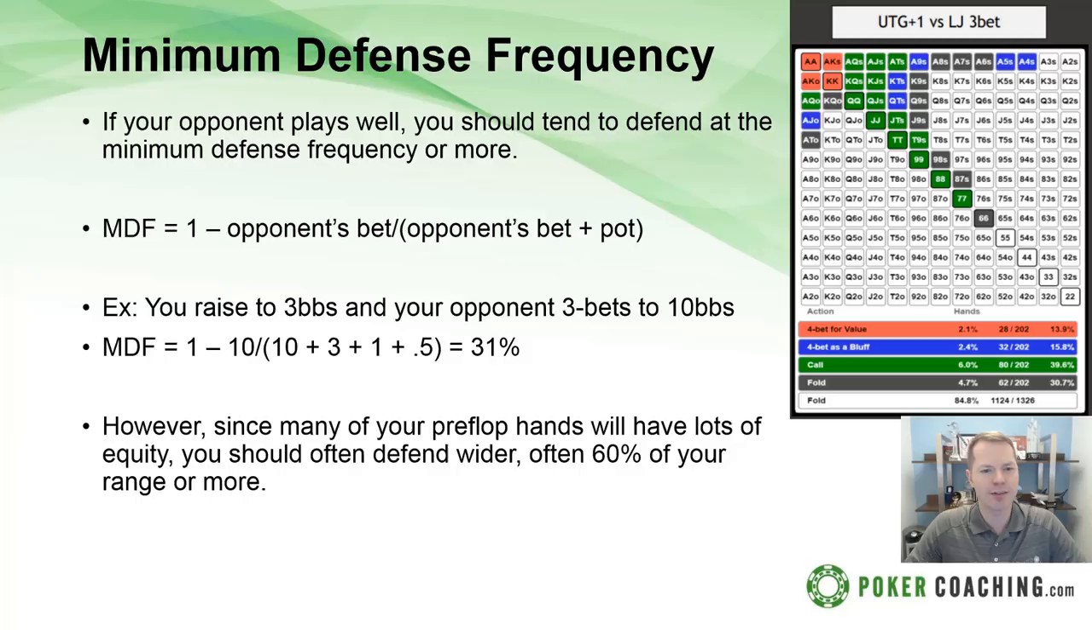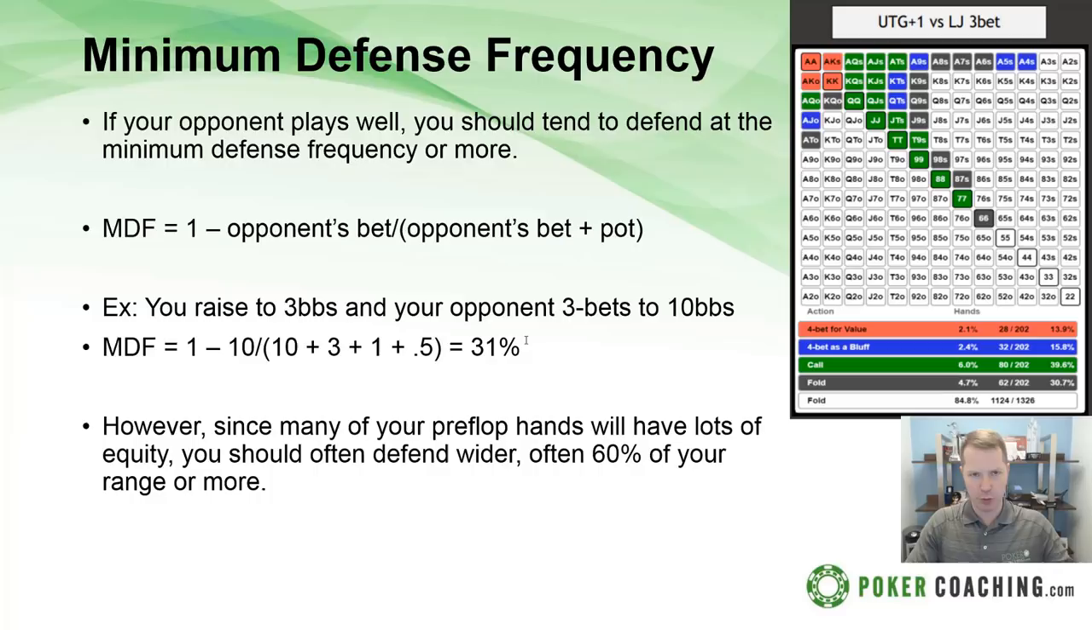So let's take a look at a very clear example. Let's say you raise to three big blinds and your opponent three bets to 10 big blinds, right? Minimum defense frequency, we discussed this before, is one minus the opponent's bet divided by the opponent's bet plus the pot. And the pot here is your three big blind raise plus the small blind plus the big blind. So if you do this math, it comes out to 31%, which means you need to defend with at least 31% of your range.